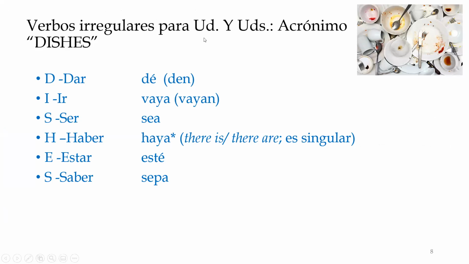And then we have some irregulars. These are also listed in your book. An acronym that has helped me, un acrónimo, is dishes. So we have for usted, dé. For ir, we have vaya. Also sea. Haber, we have haya. So this isn't really for usted, but this is to say there is, there are. We'll talk about this later, but this is for another topic, just keep that in mind. Estar, esté, and then saber would be sepa.